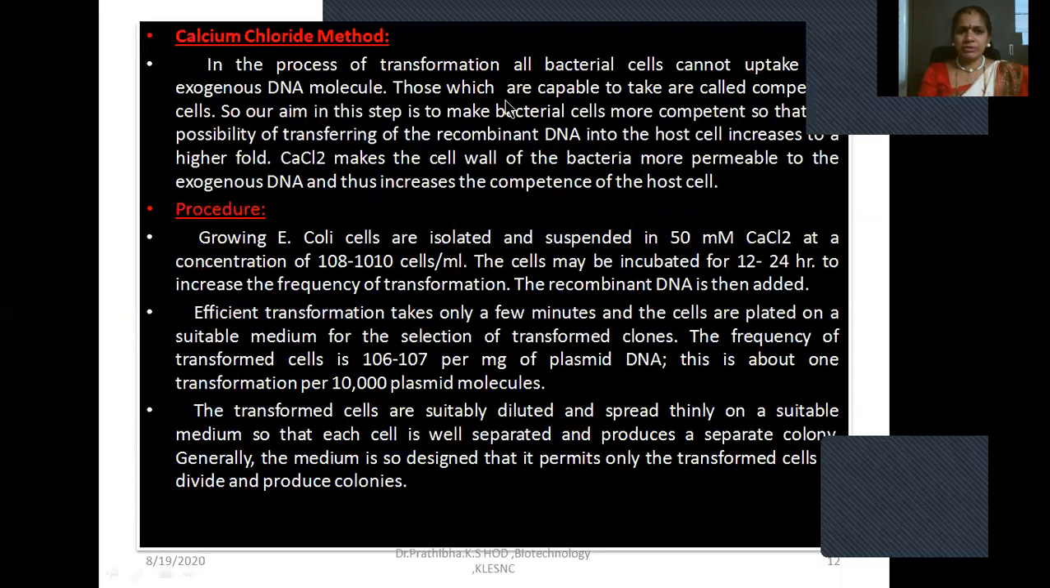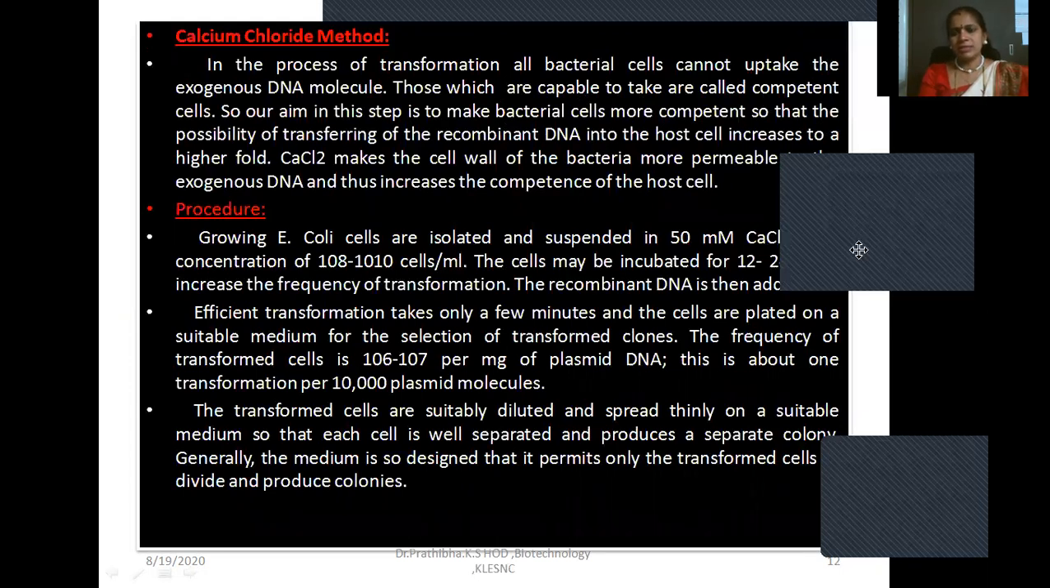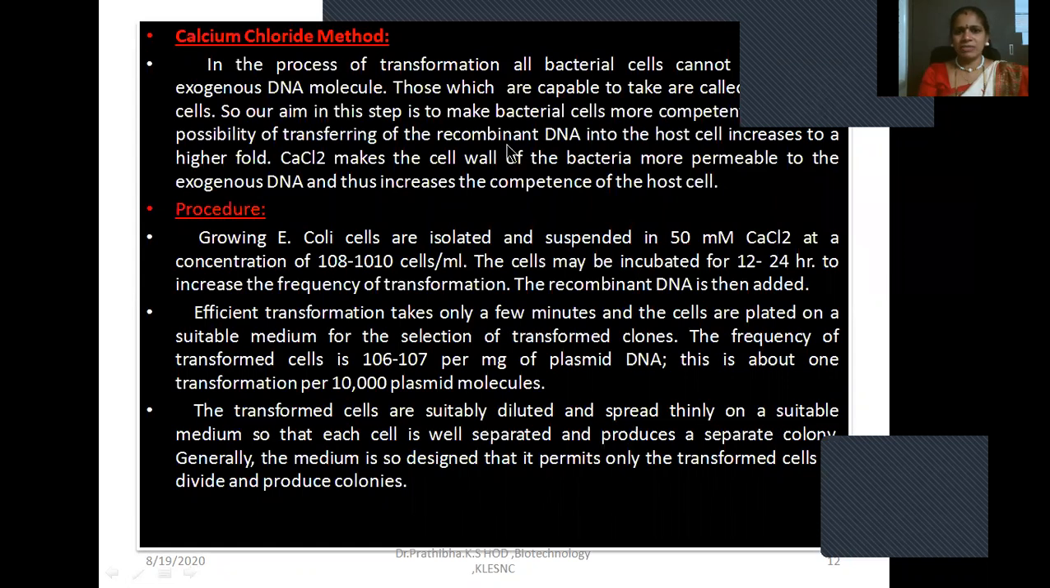Now let us go through here first calcium chloride method. In the process of transformation, all bacterial cells cannot uptake the exogenous DNA molecule. Those which are capable to take up the foreign DNA or exogenous DNA or target DNA are called competent cells. So, our aim in this step is to make bacterial cells more competent so that our possibility of transferring of the recombinant DNA into the host cell increases to a higher fold.